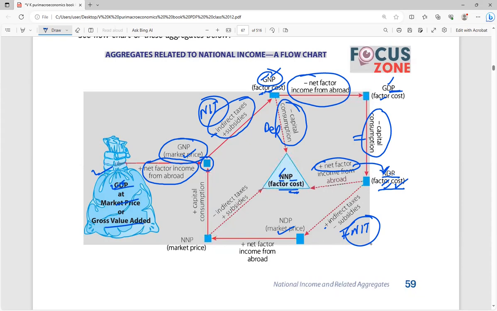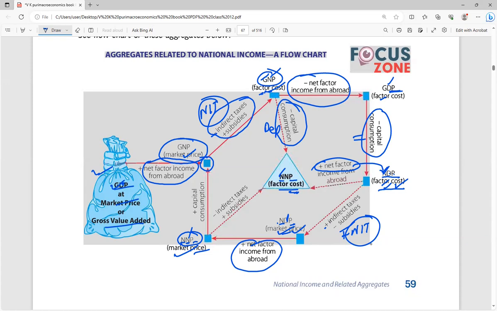Now from here to here again, I have NDPMP plus NFIA, so domestic becomes national. Again it becomes NNPMP because it was MP. Correct now? Domestic only converted into national. That's it, remaining all are the same. Net domestic becomes national product market price. Clear? It is fine up to this. Okay.